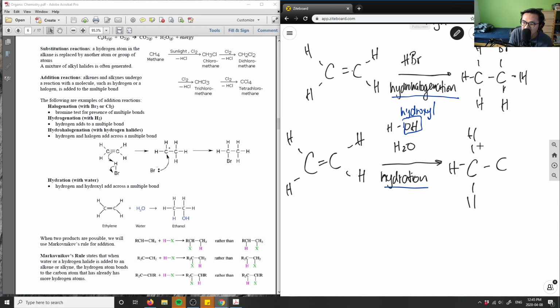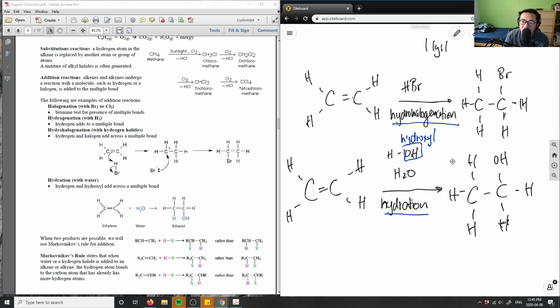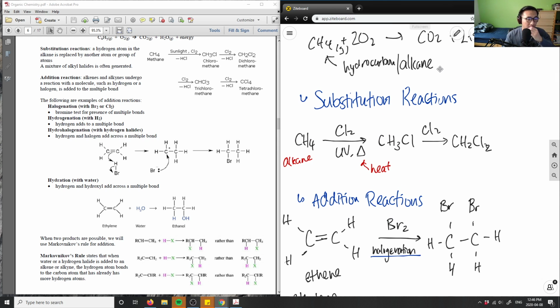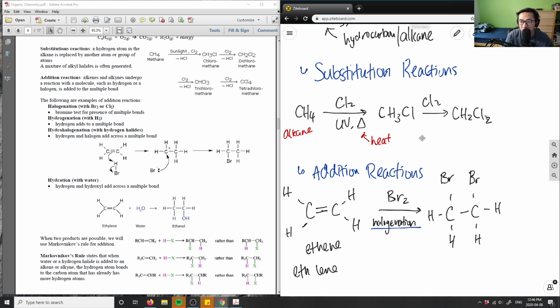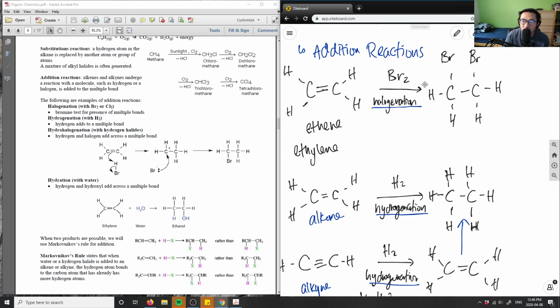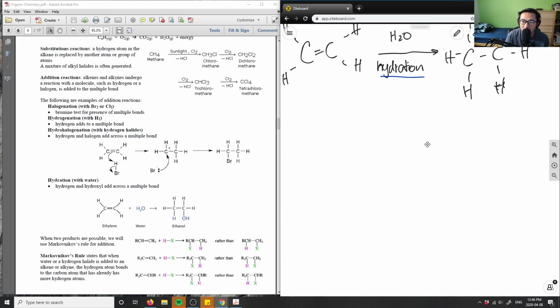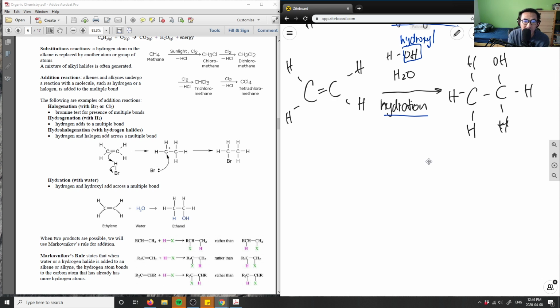But this is bond H, bond H. This will be bond H, because nothing changes, and this will be bond OH here. So this here will be my alcohol. So it switches from ethylene to ethanol, but we don't worry about the naming for now. So this is a hydration reaction. So we talked about 4 different addition reactions, and again, these are all addition, right? The first one, which was substitution, was radical halogenation, and then we had halogenation, hydrogenation, hydrohalogenation, and hydration. So again, these 4 reactions are all addition reactions here.